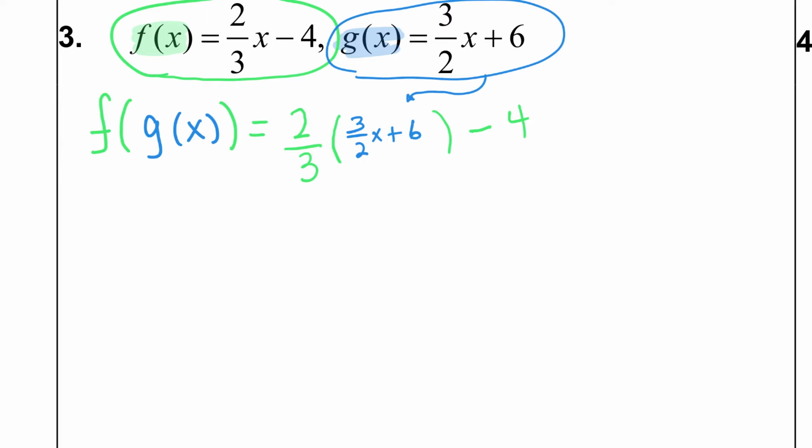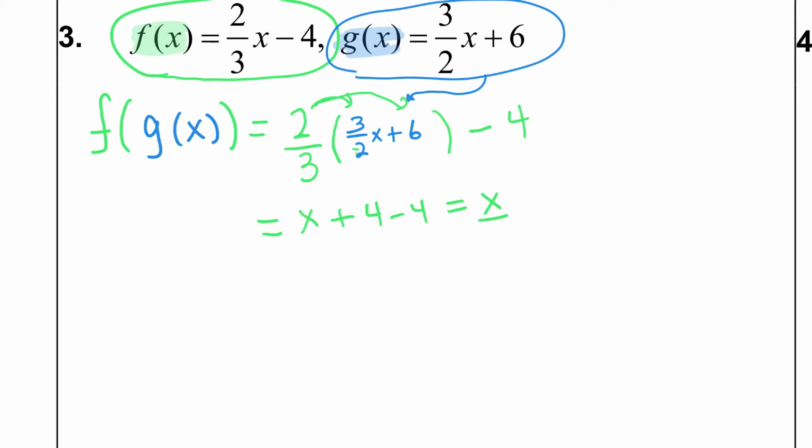I'm going to work it out as if I'm using fractions, okay? So it's going to be green. 2/3 times 3/2. Don't you notice that we have a 3 in the denominator? We also have a 2 in the denominator. Don't those cancel? So you're left with x plus 2 times 6. 2 times 6 is 12, divided by 3 is 4. So 4 minus 4 is 0. So your final output is x. We're not done yet.